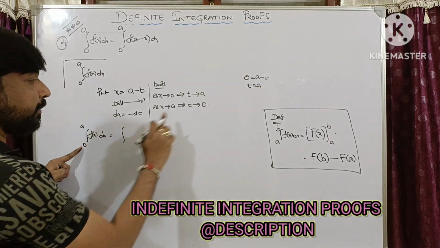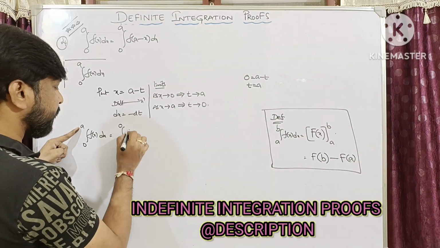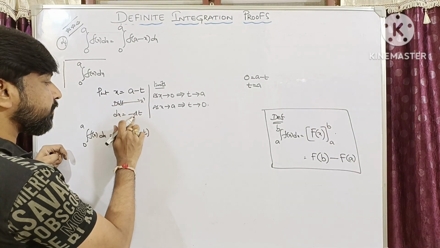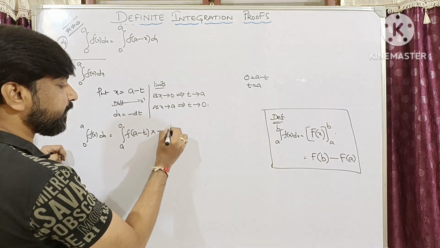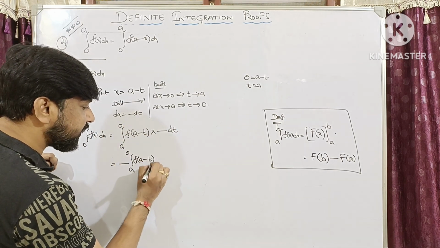What are you going to do? The lower limit is 0. In place of 0, what are we going to consider? a. The upper limit is a; in place of a, you are going to consider 0. f of x, what is x here? a minus t. And dx, what is dx here? Minus dt. Now just keep the minus sign outside. Integral a to 0 f of a minus t dt.